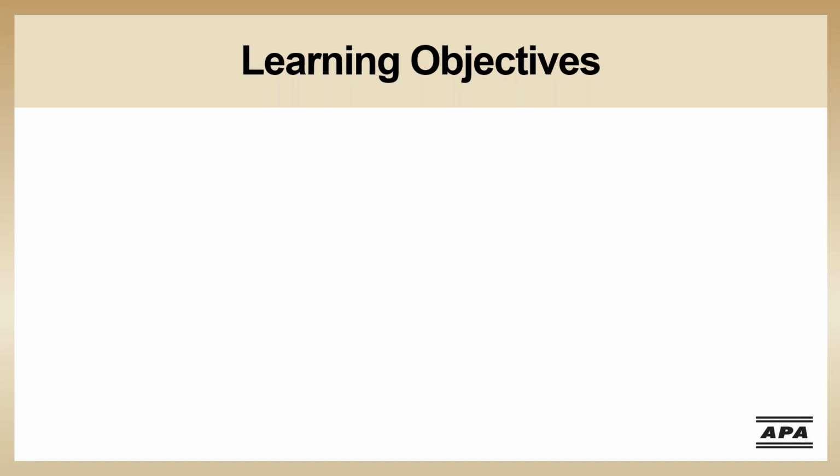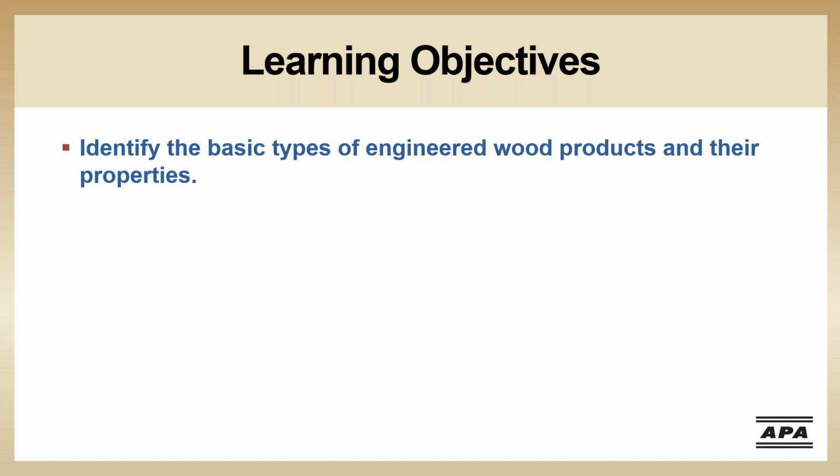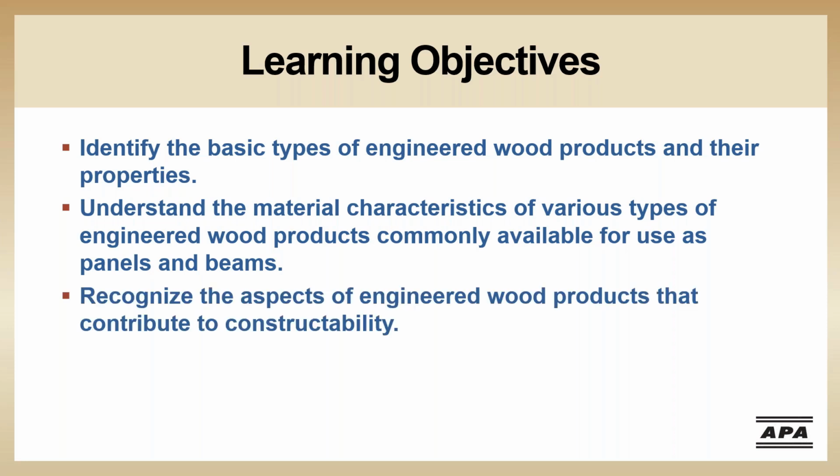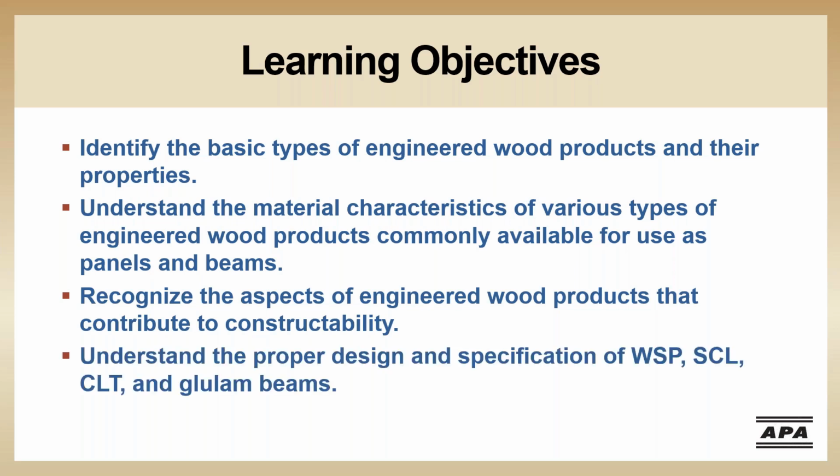Starting with our learning objectives, we're going to identify the basic types of engineered wood products and talk a little bit about their properties. And we want to talk about the material characteristics of these various types of engineered wood products that are commonly available for use, and they're mainly going to be used as either panel or beam products. And we want to recognize the aspects of engineered wood products and how that contributes to constructability. And then talk about the proper design and specification of wood structural panels, structural composite lumber, cross-laminated timber, and glulam beams.